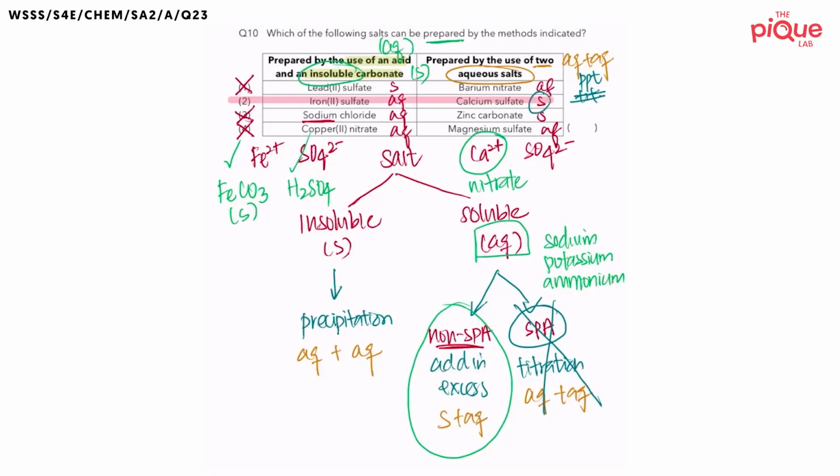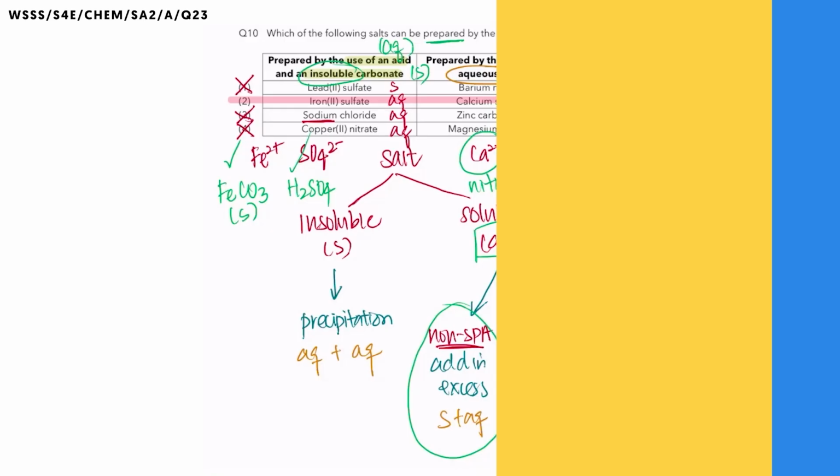And for the anion, what will I use? Think about what salts are always soluble. We have written them down over here, which means that you can use sodium sulfate, potassium sulfate, or ammonium sulfate, and you will definitely always get an aqueous salt. So we'll write down here, you can use a soluble sulfate. And therefore, you can prepare calcium sulfate by the addition of 2 aqueous salts. This confirms that the answer is option number 2.